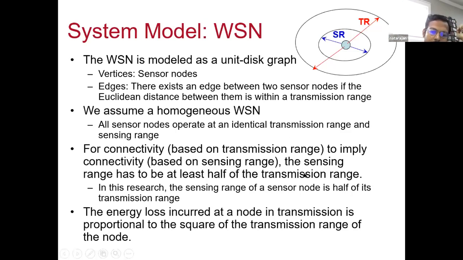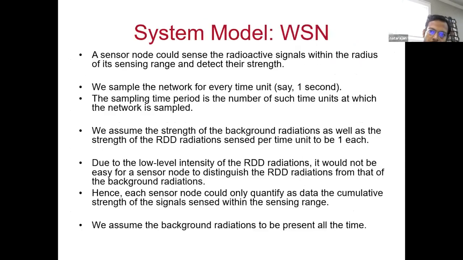And the energy loss incurred at a sensor node is proportional to the square of the transmission range. So if you want to transmit over a certain distance, the energy loss incurred is going to be proportional to the square of that distance. So that's why the larger the transmission range, the more energy you lose.